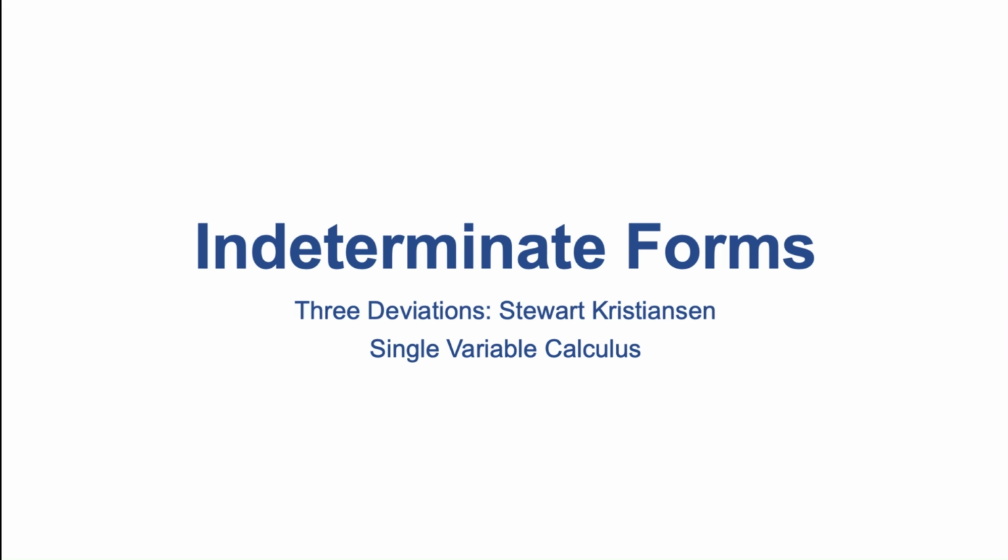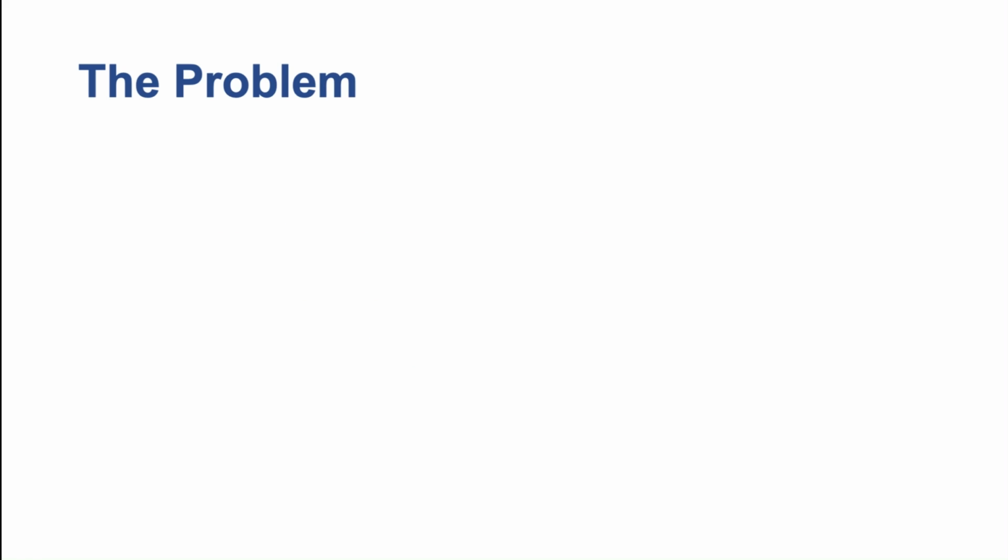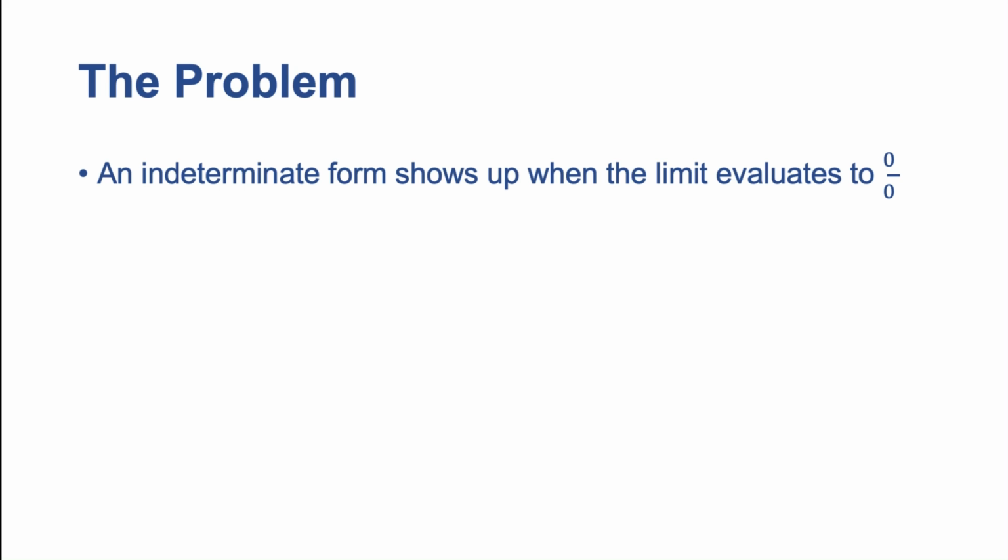So we're going to get started with some indeterminate forms. Now, these are some really important things that we're going to be talking about today, and it's going to be a little bit theory heavy, but we should be able to get through it together. So we're going to start off with the problem. The problem is that we have some indeterminate forms, and an indeterminate form is when we have a limit but it could evaluate to something like 0 over 0.